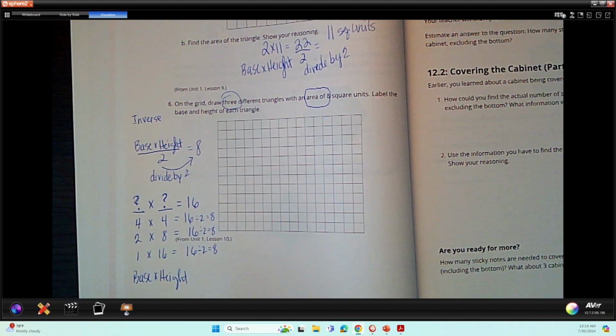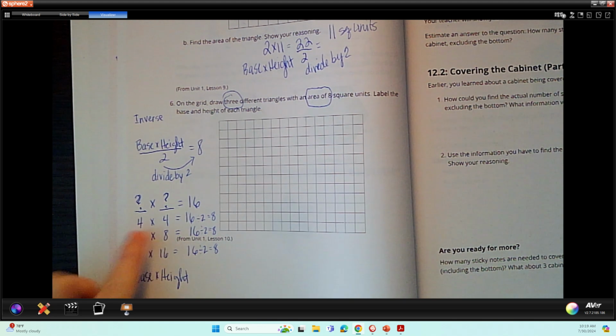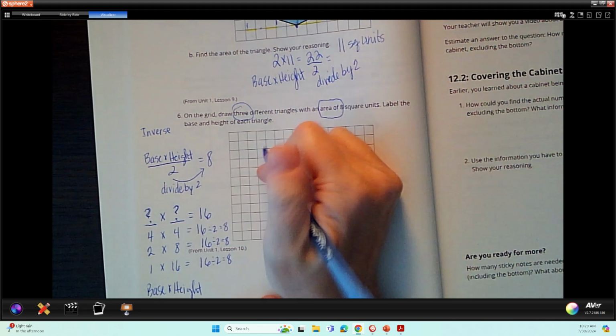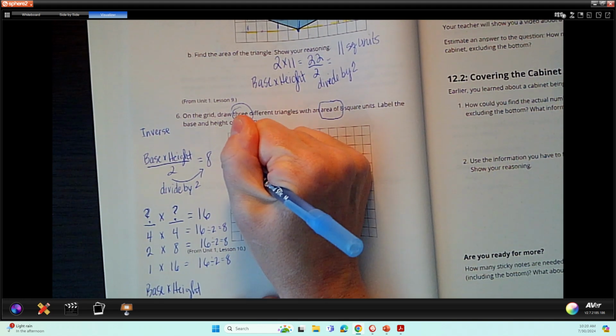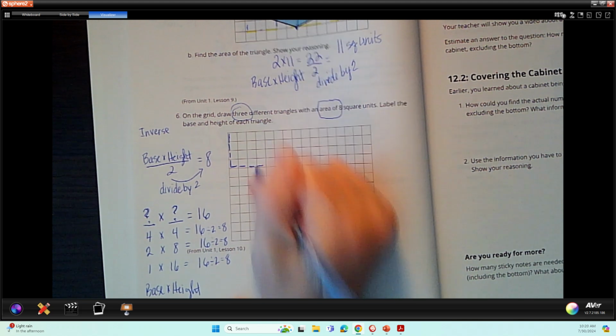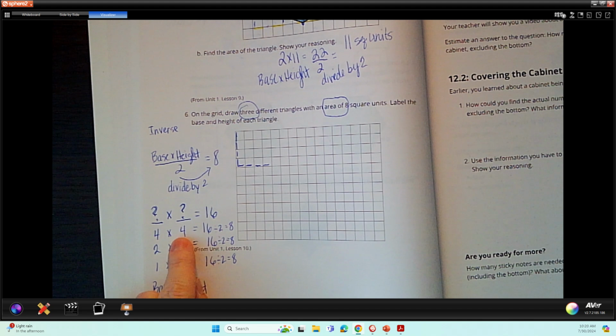Now you can pick. I mean, the 4 by 4 is easy because that's the same. But you can pick. I'm going to start with the square one, 4 by 4. So I'm going to start in this top corner here, and I'm just going to go a height of 4 and a base of 4. See how I did that? That's it. So that's my first one.